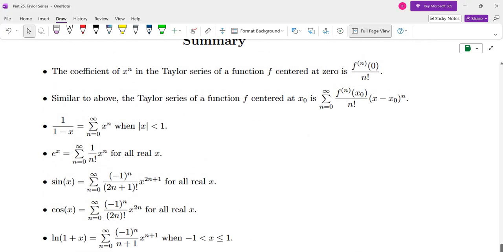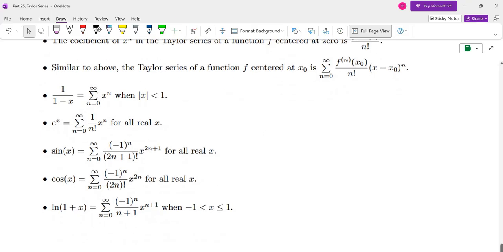So to summarize, we found that the coefficient of x to the power of n in the Taylor series of a function f centered at 0 is the nth derivative of f evaluated at 0, divided by n factorial. Similarly, the Taylor series for a function f centered at x0 is the sum of the nth derivative of f at x0 divided by n factorial, times x minus x0 to the power of n, where n ranges from 0 to infinity. And we found these very important Taylor series.